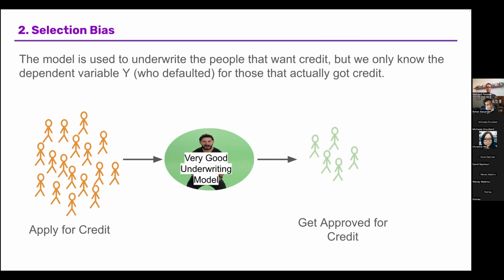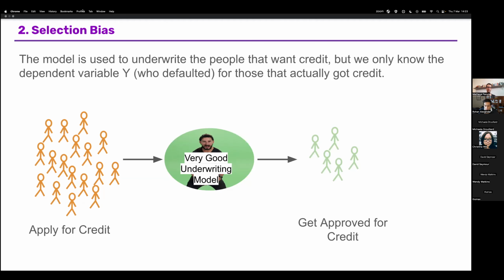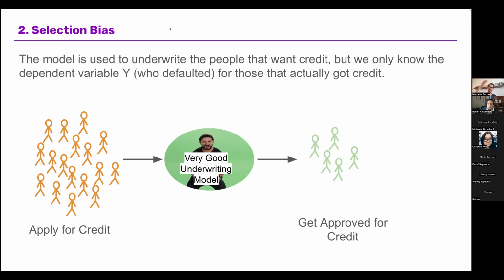So the second problem of why it's not so trivial to just build a machine learning model and call it a day is the problem of selection bias. And afterwards, I'm going to merge the problem of a long-term or censored target with the problem of selection bias to see why it becomes a bit of a challenge. So if you think about it, how are you going to use your machine learning model? You're going to build a model that predicts risk, and you're going to use that model as a filter. So you're going to give credit to people that have low risk, and you're not going to give credit to people that have high risk.